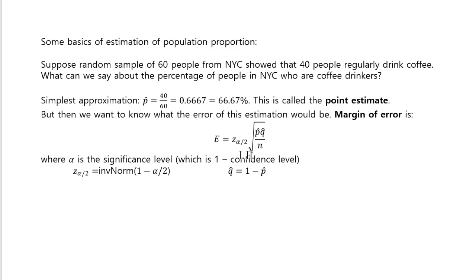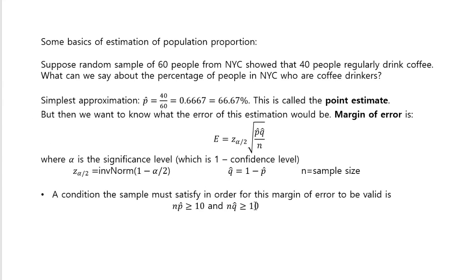So whatever it is, you first have to find the value of alpha, the significance level, or sometimes they say alpha level, and you plug it into this function, where this inverse norm is a function you can find on your TI-84 calculator. Okay, and N is the sample size.